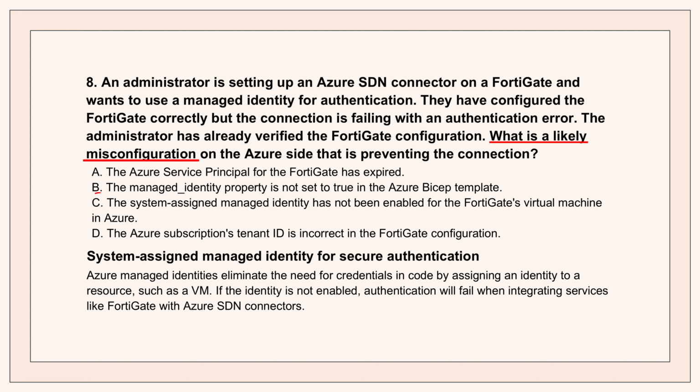While sure, other things like expired service principals or wrong tenant IDs can cause auth issues, in this specific case, managed identity failing despite the client config being okay, the most common oversight is forgetting to enable the identity on the Azure resource itself. It's a small click, but it's the foundational step for this whole mechanism to work.